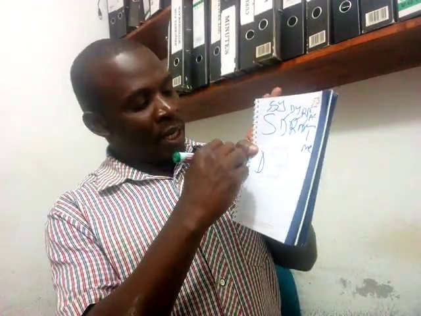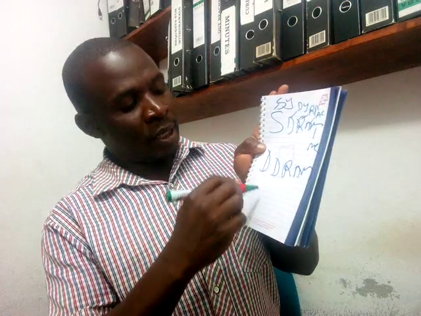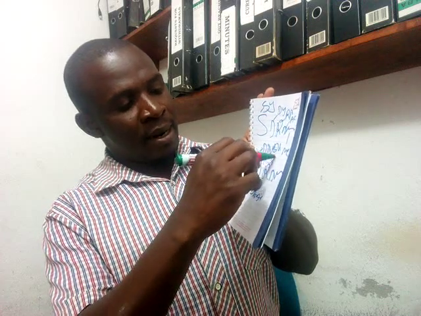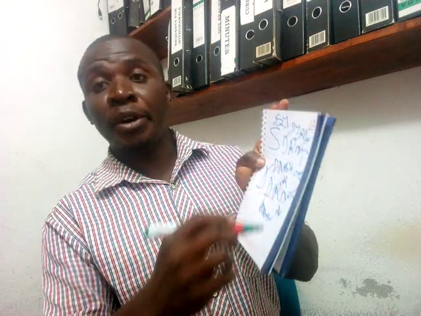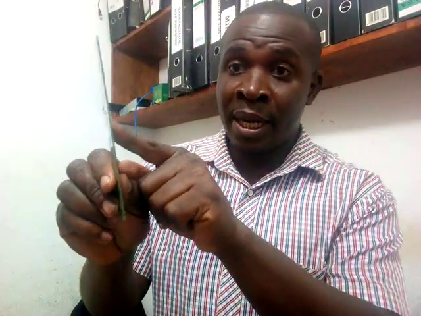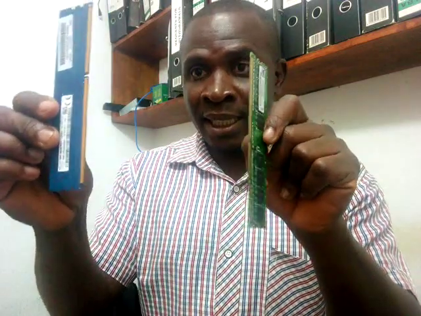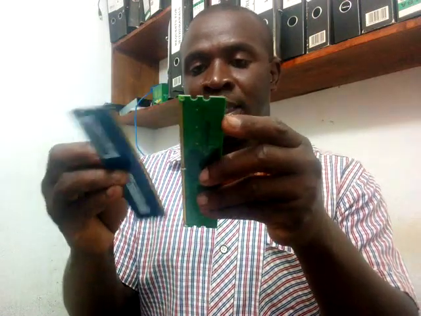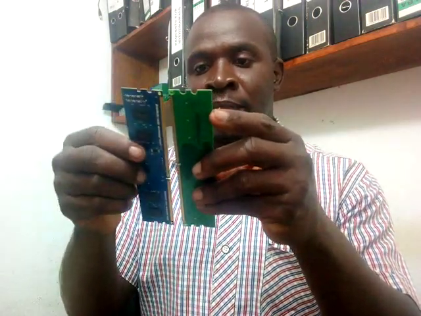Then we have DDR RAMs. DDR is double data rate random access memory. These are of three categories. We have DDR1, which has one notch, DDR2, and DDR3. You can see the gaps in between are not the same.